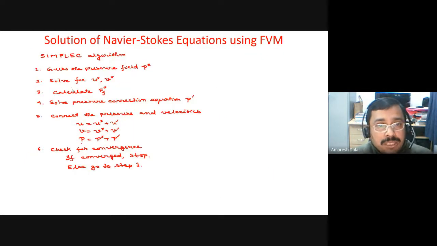So the same algorithm is followed. Guess the pressure field, solve for U star, V star, which are the provisional velocities, calculate the FF star, then you solve the pressure correction equation, then from the pressure correction equation you find the velocity correction, and once you know the velocity correction, you find the pressure and velocities. Then you just check for convergence.